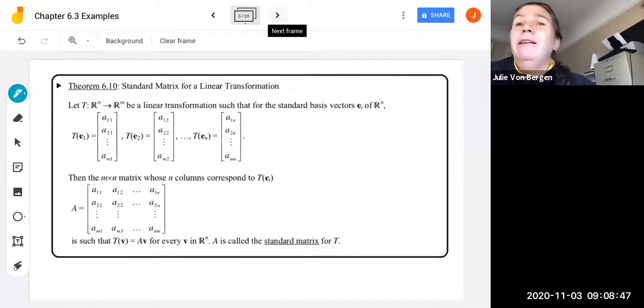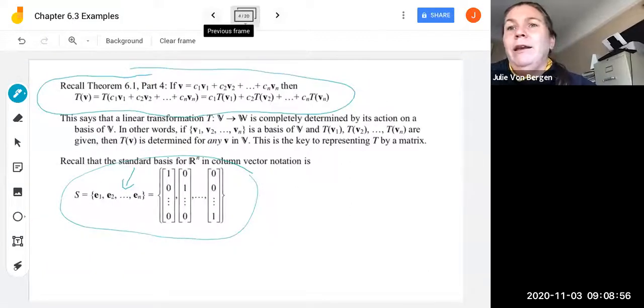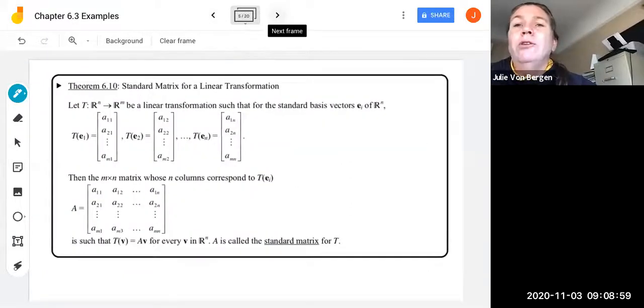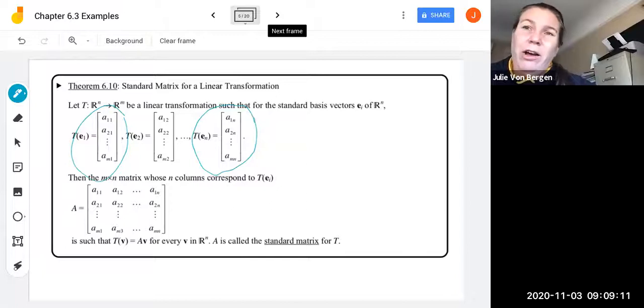So theorem 6.10 is about how we construct a standard matrix for a linear transformation. It's called a standard matrix because we use that standard basis e1 through en here. So T of e1 is going to give us values that we're going to call a11 through am1. And similarly through T of en, so we're taking the transformation and acting it on basis vector en, we're going to get a1n through amn. And then we're going to put these columns together to form matrix A here.